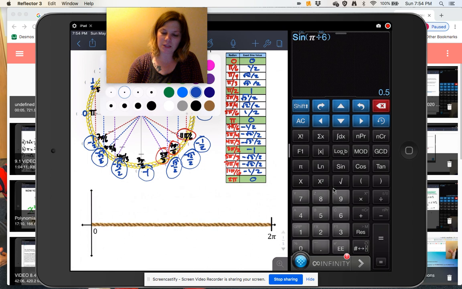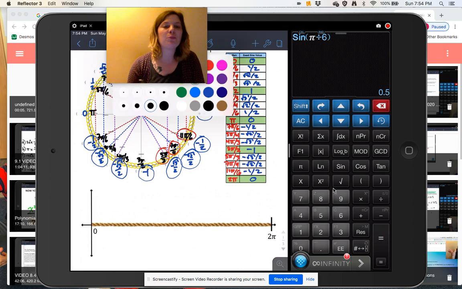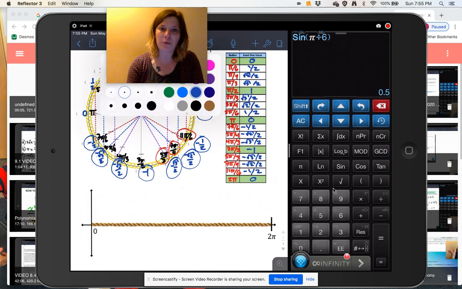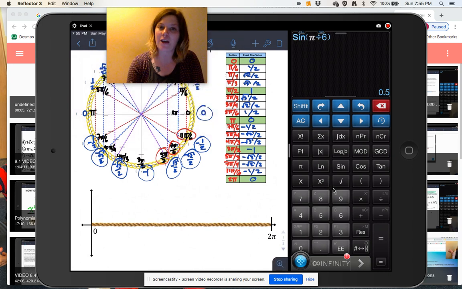What I want to make sure that we understand is that we don't have to put every single one of these points on every graph that we do. That's why I highlighted these key points. That's what I call them. There are 5 key points in every sine graph that you need to show in order to get full credit.